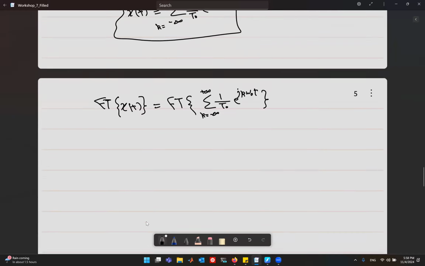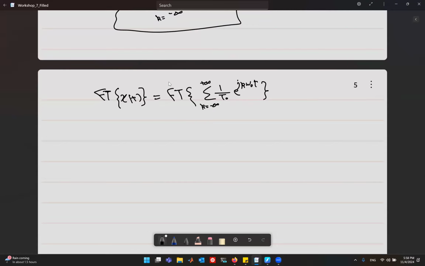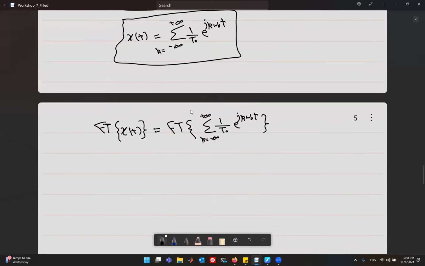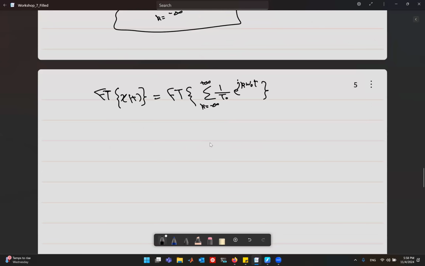Okay, but Fourier transform is a linear transformation. So we can rewrite this: we can take this 1 over T naught outside, and the summation also. We can take the summation outside the Fourier transform operation because the Fourier transform is linear, and we can do just the Fourier transform of this.